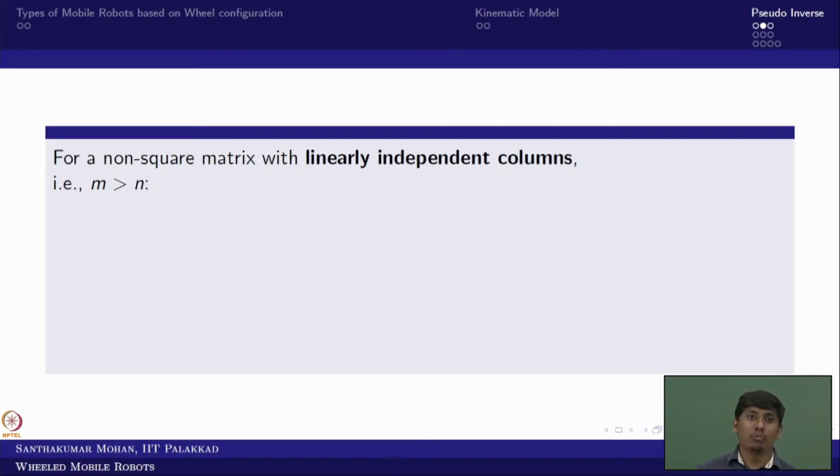In that sense, we have a non-square matrix. If you have independent columns, here what would the independent columns be? It would be 3 cross 2. If you have 2 independent columns, then what would be the maximum rank? It is n. So can I find the inverse? That is the whole idea.